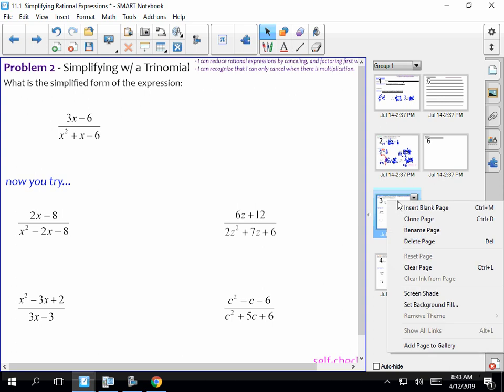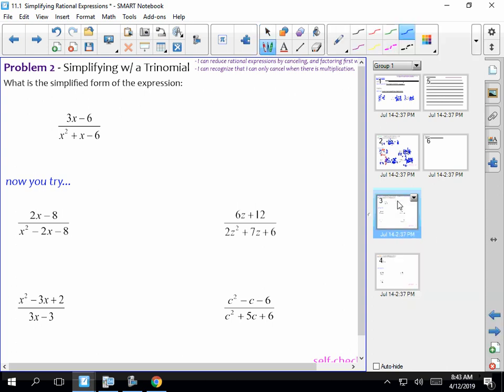Problem 2 requires factoring top and bottom. So the top I can factor out a 3. This is equal to 3, and then I'm left with x minus 2. So you divide the 3 into each of these. And then the bottom requires me to factor a quadratic trinomial. So I'm looking for 2 numbers that multiply to equal -6 and add to equal 1. You think of 2 numbers that multiply to equal -6 and add to equal 1. 3 and -2.